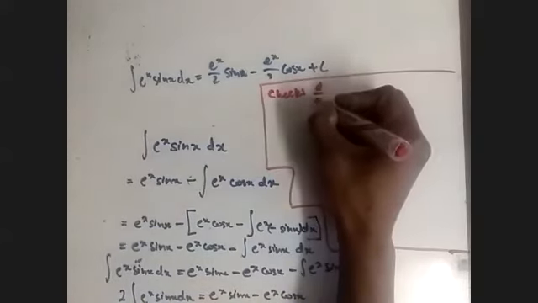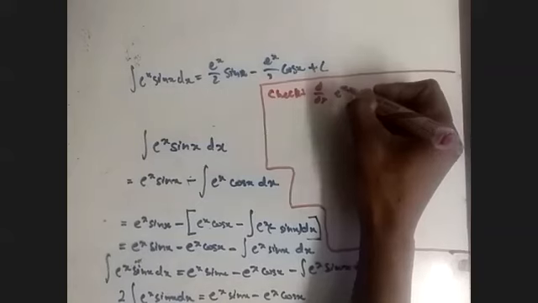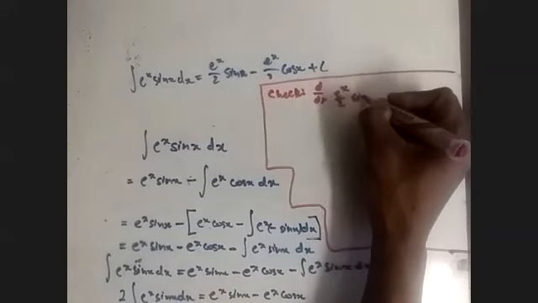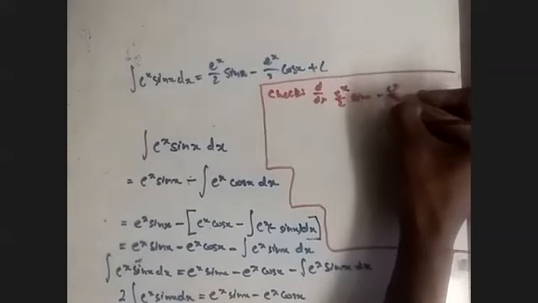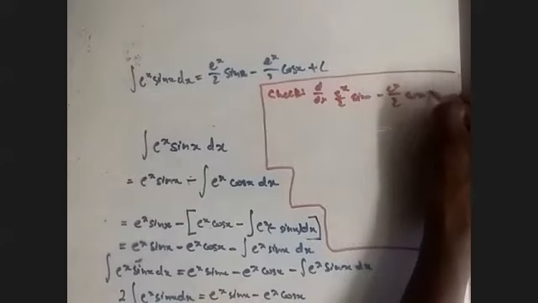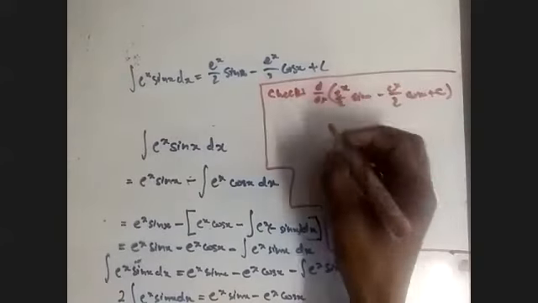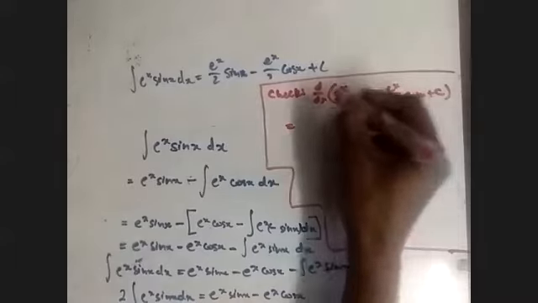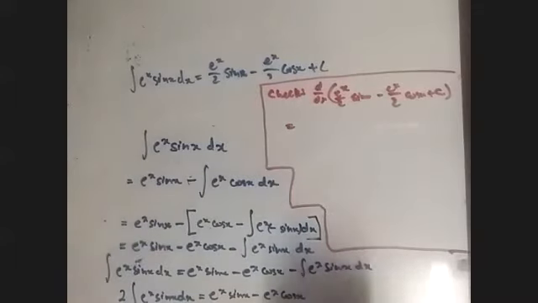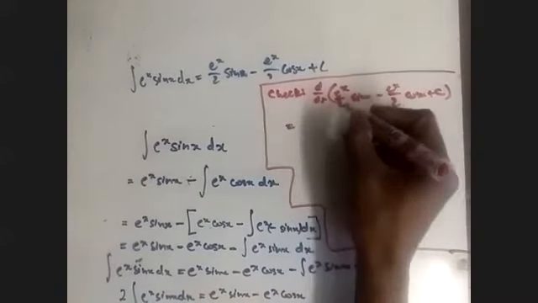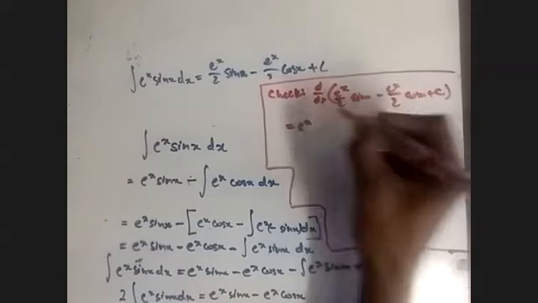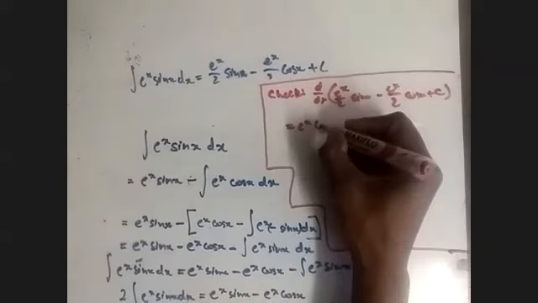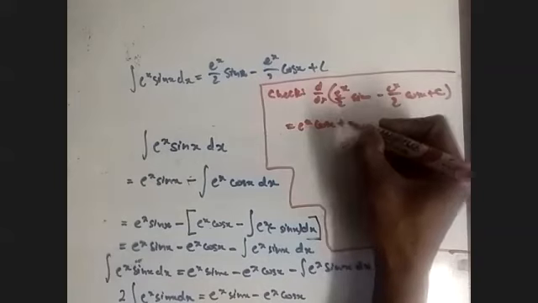We're going to find the derivative of (e^x/2 sin x − e^x/2 cos x) + c. The derivative of this applies the product rule. So the product rule, what we are going to have here is e^x times the derivative of sine x, which is cos x, and then you're going to have plus.